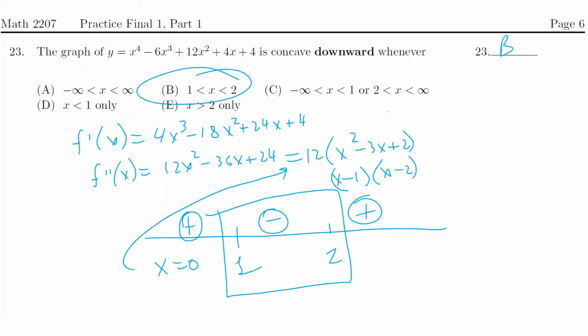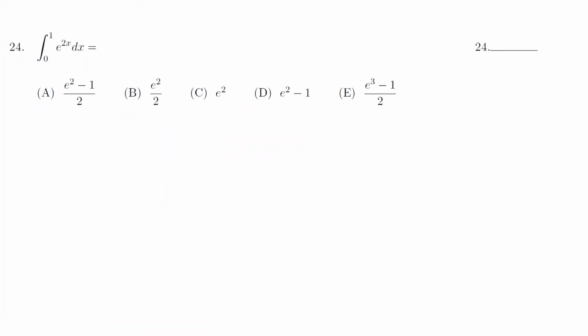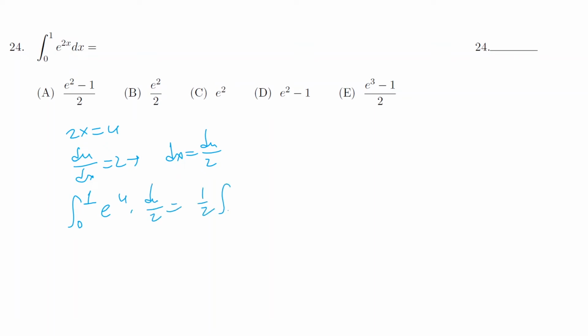Next, 24. Find the integral of e to the 2x. Better to say that 2x equals u, and then du/dx equals 2. Therefore, dx equals du over 2. So therefore, this turns into, from 0 to 1, e to the u times du over 2. That's 1/2 integral from 0 to 1 of e to the u du.